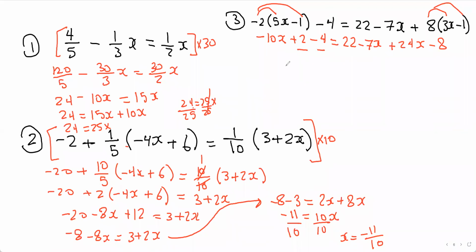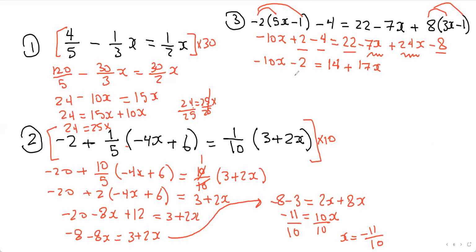Now on this side, we got to collect like terms. So the like terms here are the x terms, and then 2 and the -4. So that gives me -10x. 2 minus 4 is just -2. Equals, here the like terms are this and this, and then it's this and that. So 22 minus 8 is, what's that? That's 14. Yeah, 14. -7 plus 24 is 17x. Yeah.